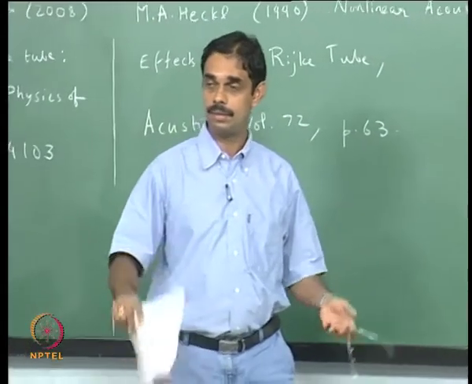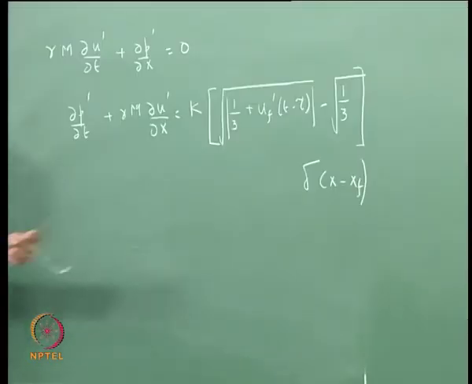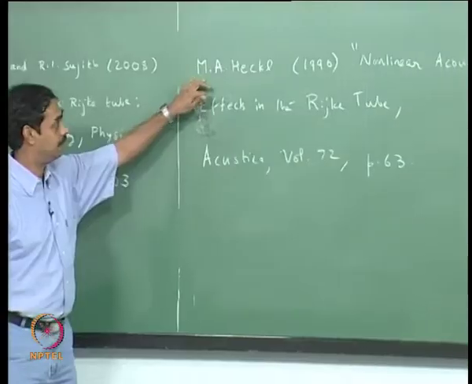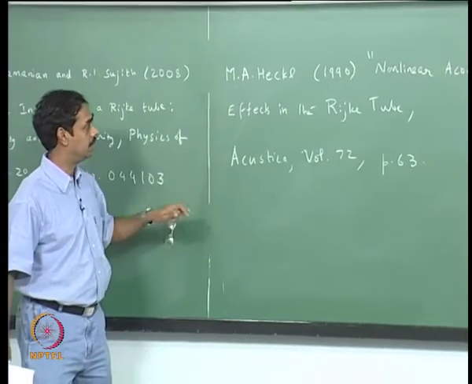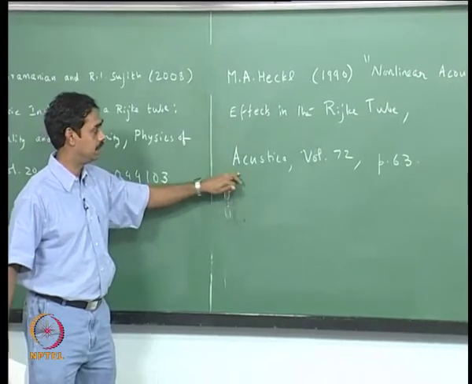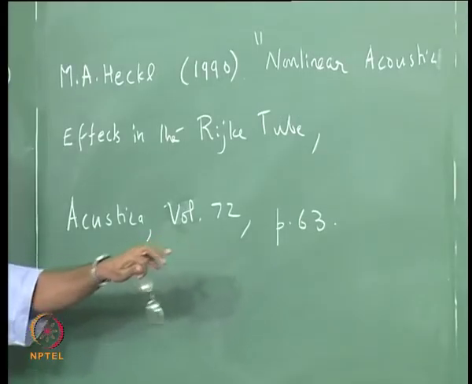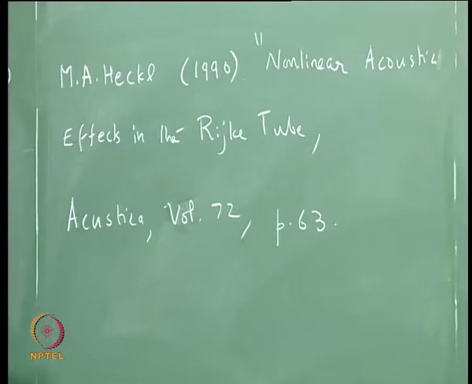But I have tried to make a toy problem by bypassing that and using this correlation, which was provided by my friend Maria Heckl, M. A. Heckl. This is the reference: nonlinear acoustic effects in the Rijke tube, Acustica, volume 72, page 63. She is a professor in Keele. I think she wrote this paper when she was in Cambridge, where she was a student.